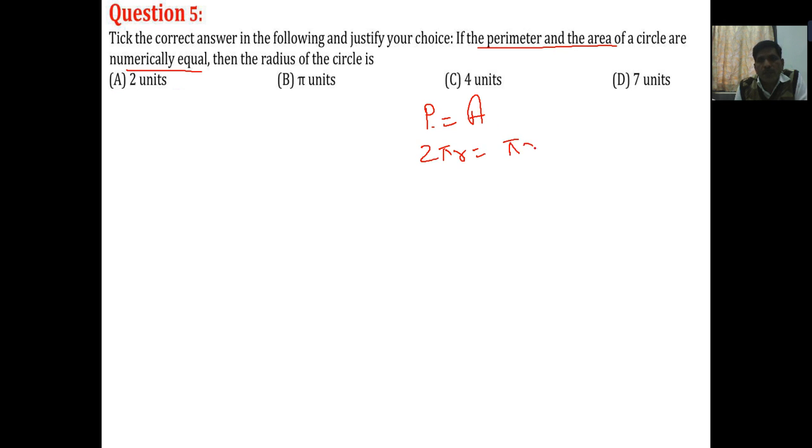Area of circle is pi r square. Pi cuts pi, 2r is equal to r into r. This again r cuts, so r is equal to 2. So we can get answer 2 units. So answer is 2 units.